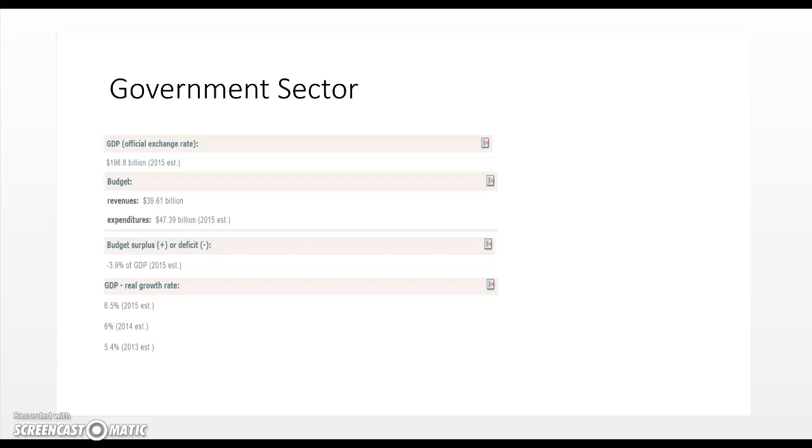We have the GDP real growth rate, which is 6%, and 5.4% over the past years. In 2015, it's 6.5%.